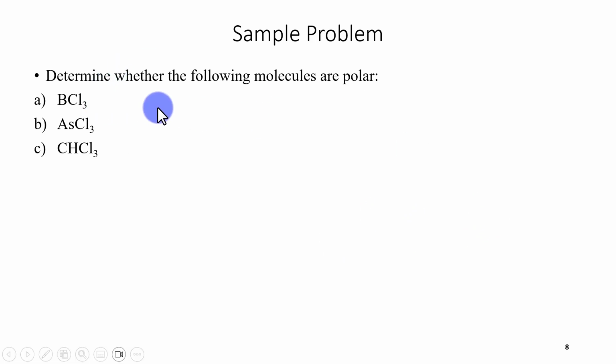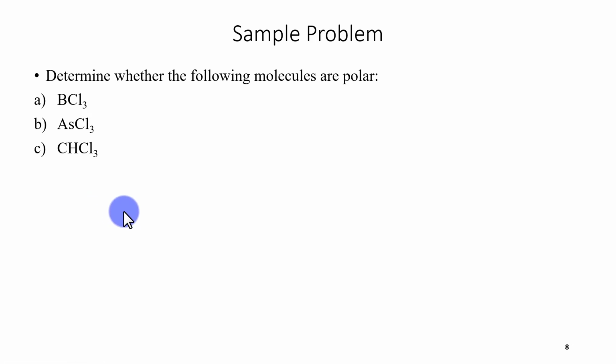Let's look at this sample problem. Determine whether the following molecules are polar: BCl3, AsCl3, CHCl3. I will do this one for you. The first thing that you need to do is draw the Lewis dot structure for these molecules. And then you're going to figure out what shape you have. I'm talking about the molecular geometry here, not just the electron group geometry.